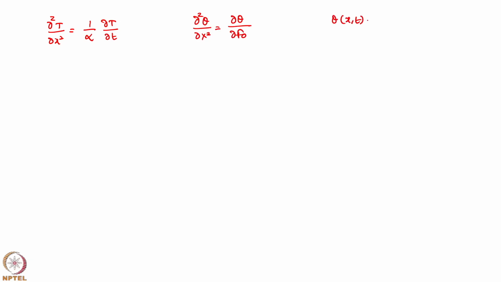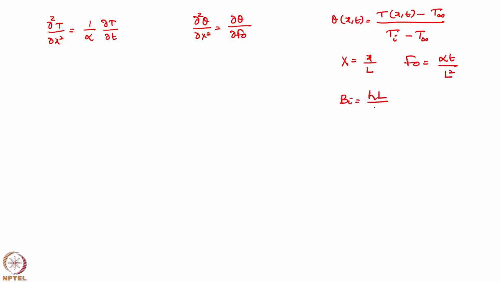What was theta? Theta of X comma t equal to T of x comma t minus T infinity divided by Ti minus T infinity, and capital X equal to small x by capital L, and Fourier number is alpha t by L squared, and Biot number is hL by k. Remember, this L is the half thickness of the wall, okay, so not the characteristic length for this case.